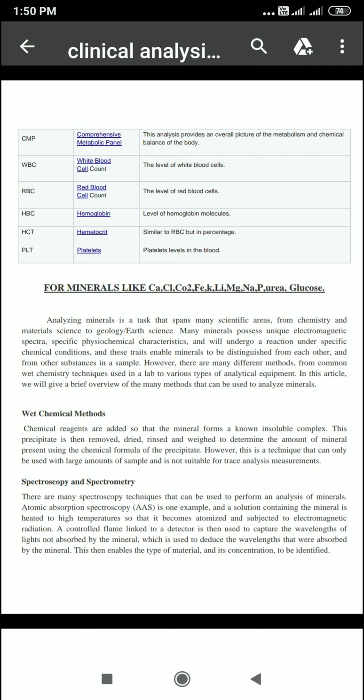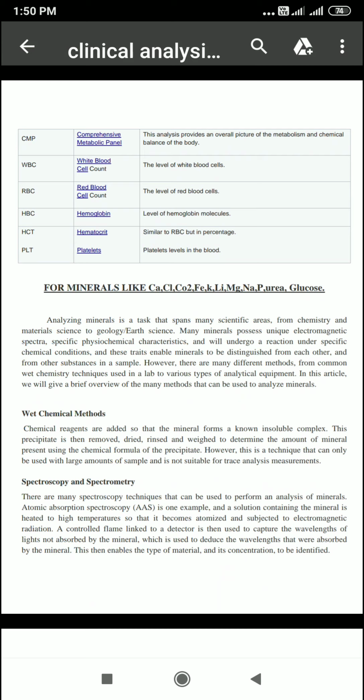Analyzing these minerals is a task that spans many scientific areas, from chemistry and material science to geology and earth science. Many minerals possess unique electromagnetic spectra, specific physicochemical characteristics, and will undergo a reaction under specific chemical conditions, and these traits enable minerals to be distinguished from each other and from other substances in a sample.